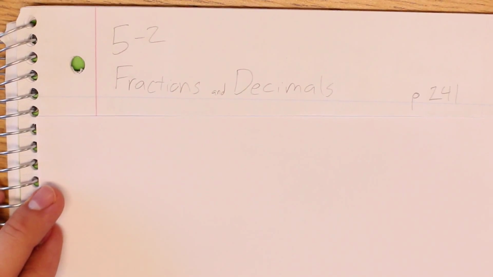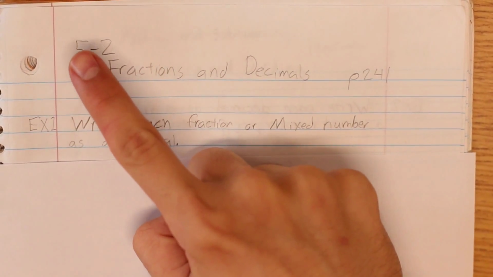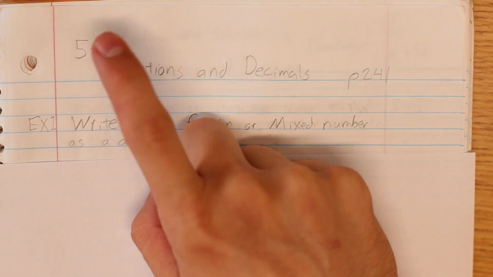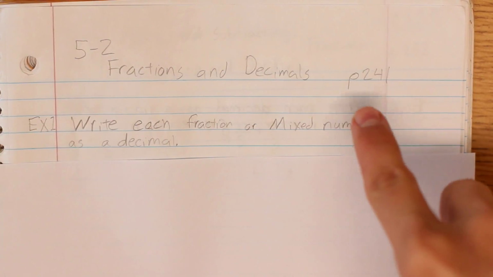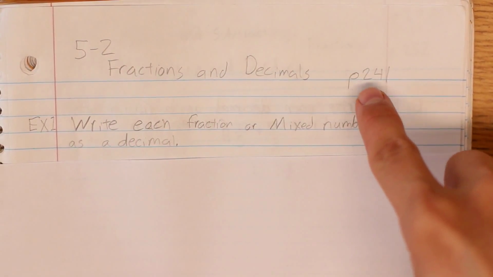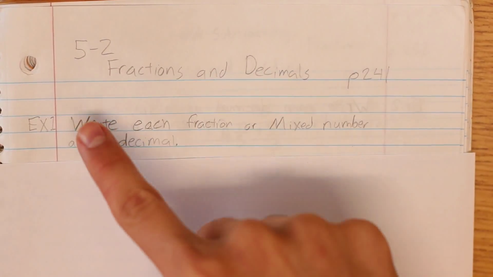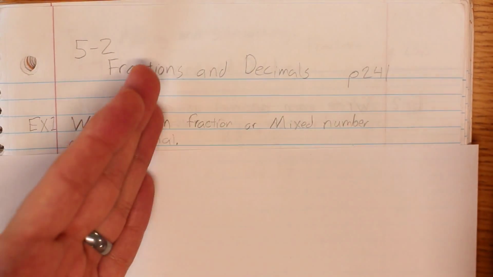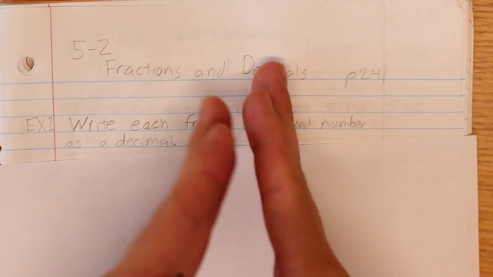Last section for us, fractions and decimals. All right, this is lesson 5.2, fractions and decimals. You can also go to your book and take a look at page 241. So we've got two things we're going to do here, really just two things. You're going to convert fractions to decimals and then back the other way, decimals to fractions.